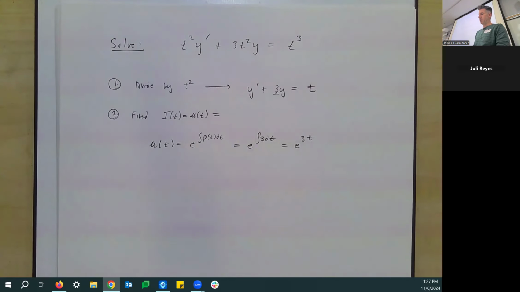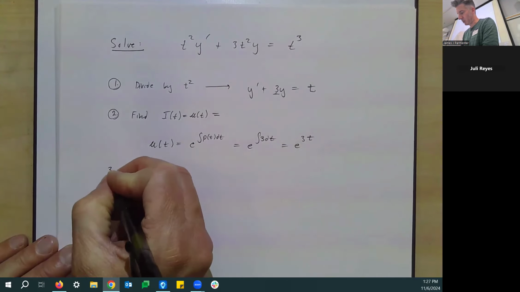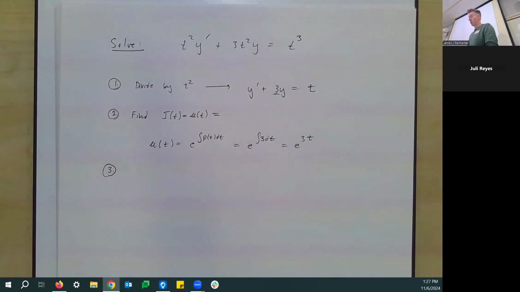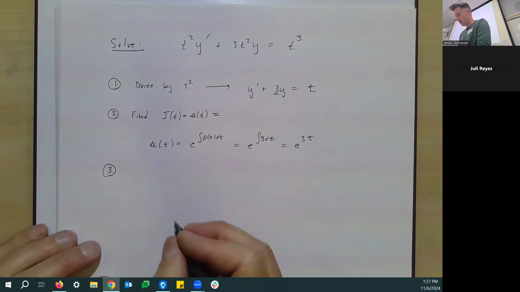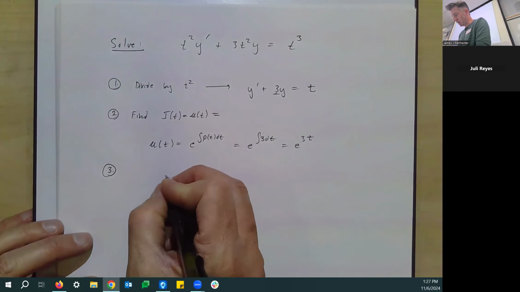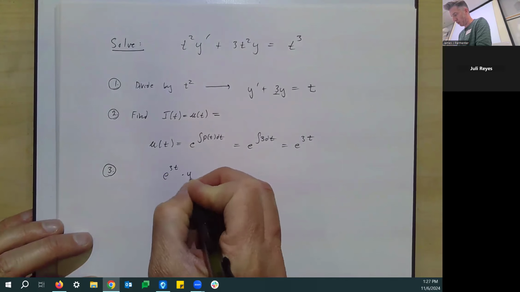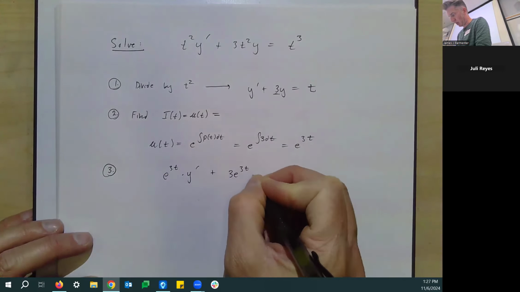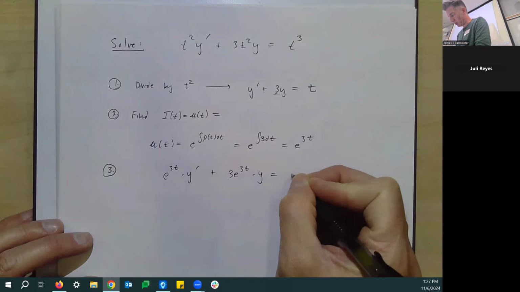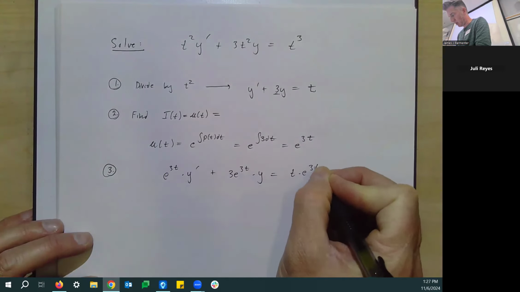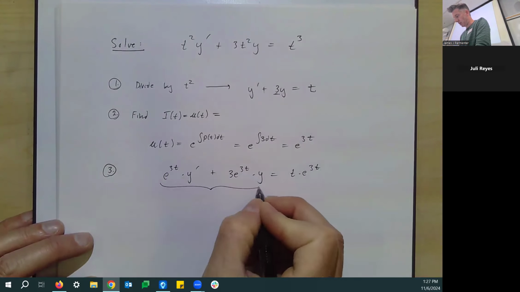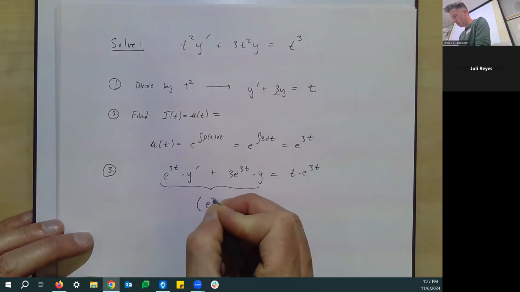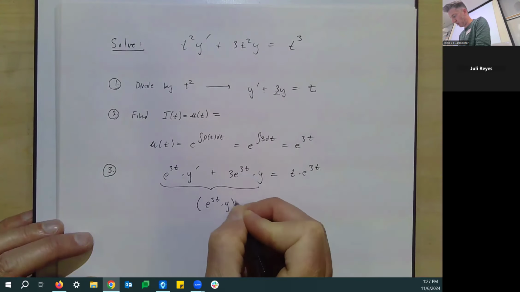Again, I'm not exactly sure how much they want you to show. I like to show the work of multiplying everything by e to the 3t, saying I have e to the 3t times y prime plus 3e to the 3t times y equal to t times e to the 3t. And the whole point is that this whole left-hand side is just the derivative of e to the 3t times y.